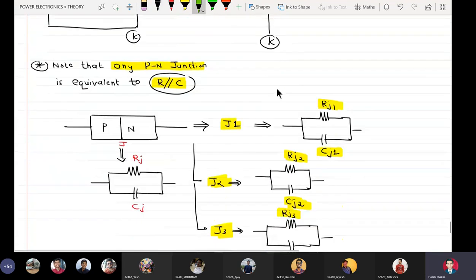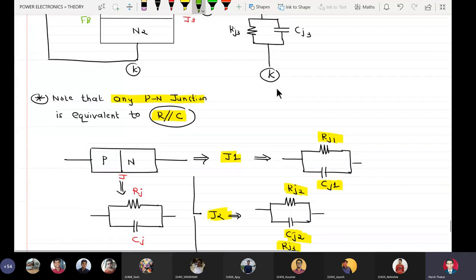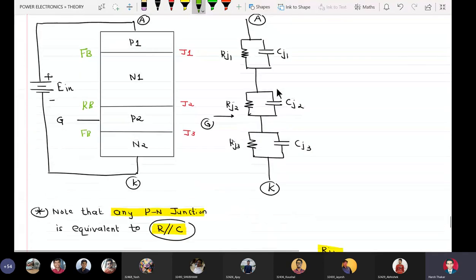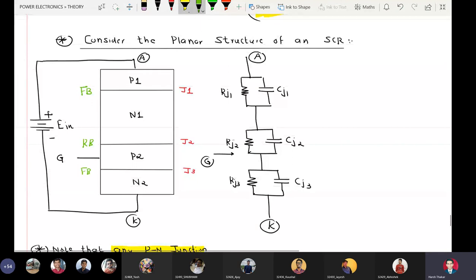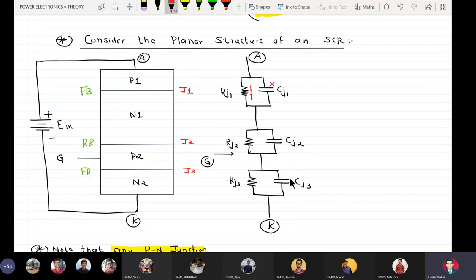And according to the second concept, in a forward biased junction, RJ tends to 0. So what is the equivalent now? Because J1 is forward biased, this goes and is replaced by a short circuit. J3 is forward biased, this goes and is replaced by a short circuit. J2 is reverse biased, so this remains and this goes. That is why here we now have the potentials plus and minus, right? So now this model boils down to like this.